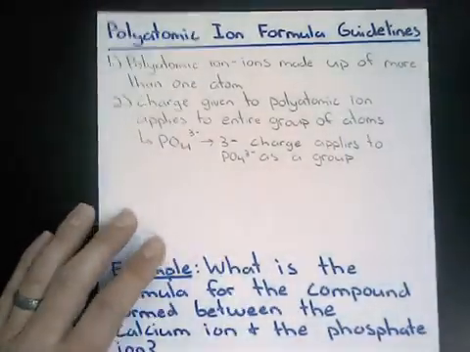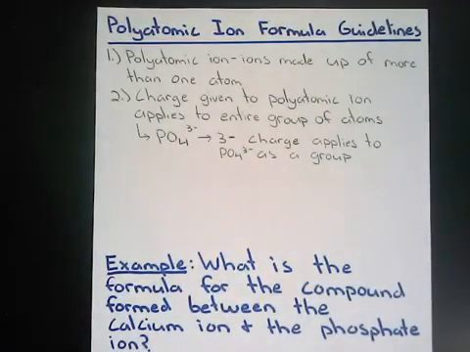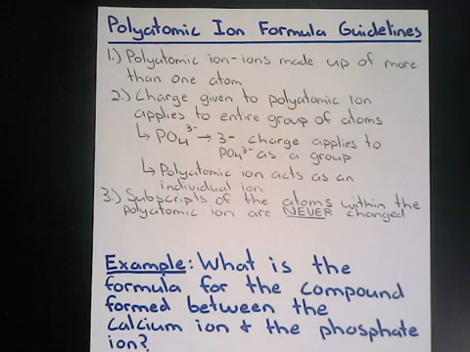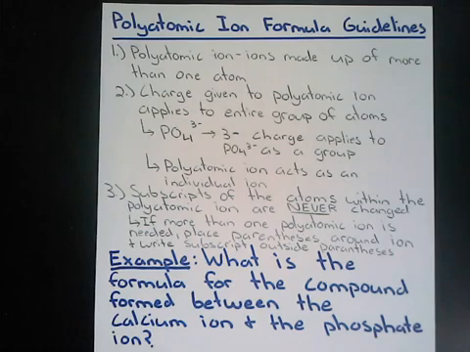Now another thing to note is that the entire polyatomic ion is acting as one single ion, or one single unit. The other thing that is really important, a major difference between polyatomic ions and normal atoms, is this: the subscripts of the atoms within the polyatomic ion are never changed. So if you need more than one of those polyatomic ions, you place parentheses around that ion and write the appropriate subscript outside the parentheses. Again, if more than one polyatomic ion is needed, place parentheses around it and write the subscript outside of the parentheses. We'll do this in this example.